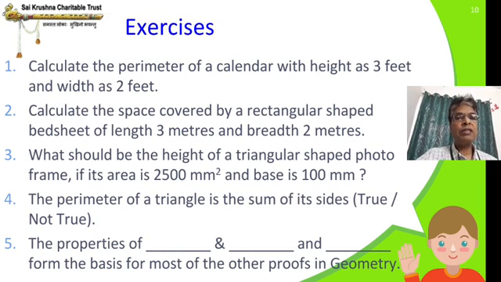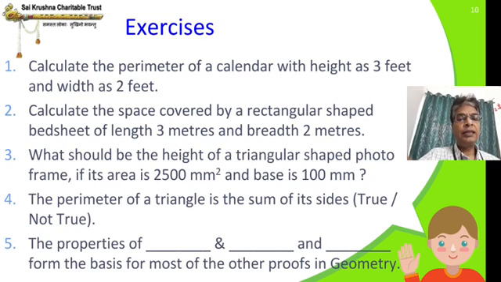See the questions. Calculate the perimeter of a calendar with height as 3 feet and width as 2 feet. There are 3 questions, one true or false and one fill in the blanks. Very, very simple. It should not take more than 10 or 15 minutes for you. And attempt all the questions and then close.